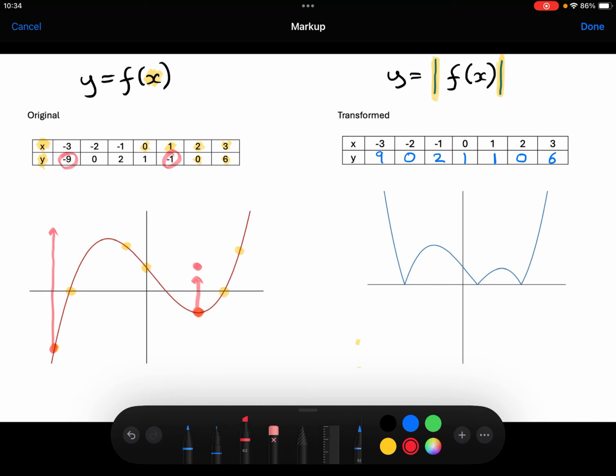So basically, these bits of the graph that were positive before, so this bit of the graph is positive, this bit of the graph is positive, they don't change at all. They stay exactly where they are. But the bit of the graph that was negative, this bit here, reflects to be positive now. And this bit down here, that also reflects up here to be positive.